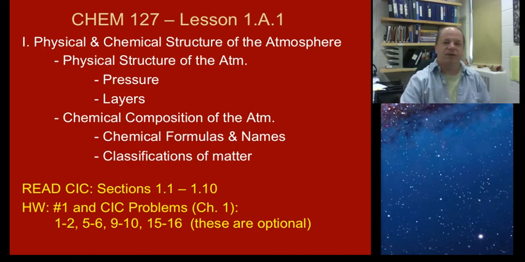Okay, welcome to Chem 127, Lesson 1A1. Today, in this first lesson, we're going to learn about how the atmosphere is put together. Formally, we would call that the physical and chemical structure of the atmosphere.